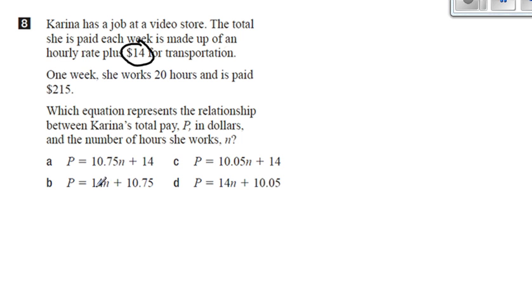So if you look at equation A, I see plus 14. That makes sense. But in B, 14n doesn't make sense because 14n would suggest that she gets paid $14 for every hour she works, and we know that that's not the case. So it can't be B. It could be C because I see plus 14. That makes sense. But in D, again, I don't have plus 14. I have 14n. And again, that would represent being paid $14 every hour, and that's not what we have. So now I have a choice between A or C.